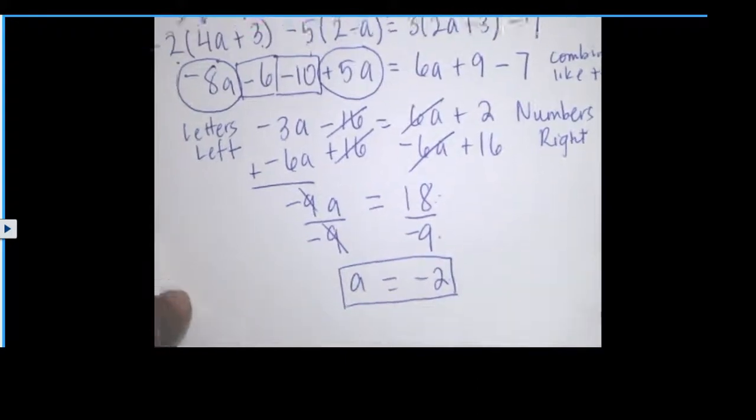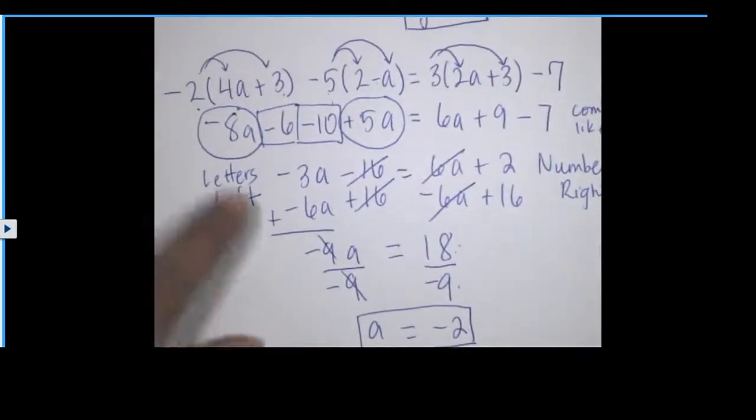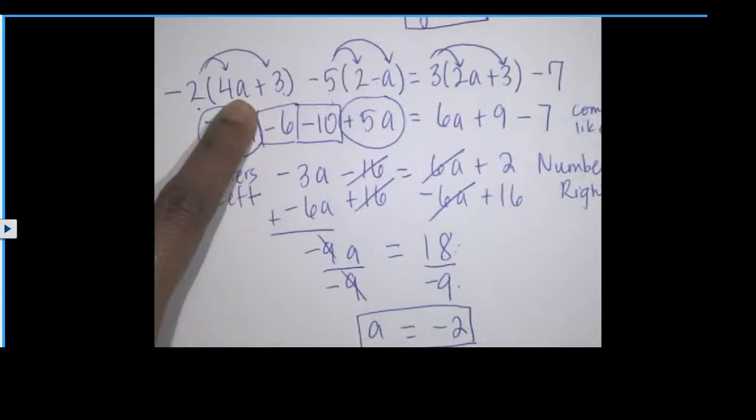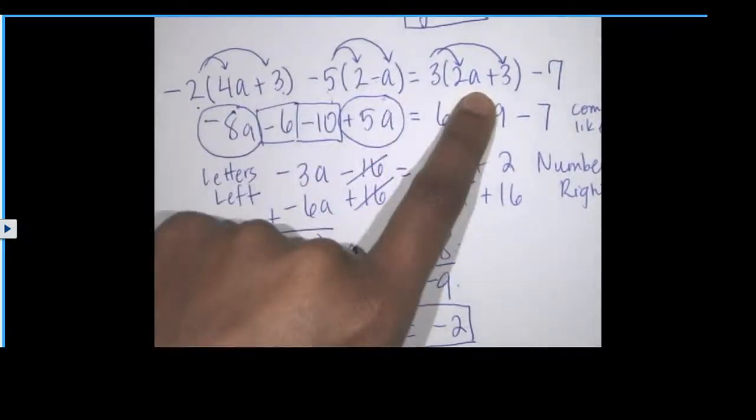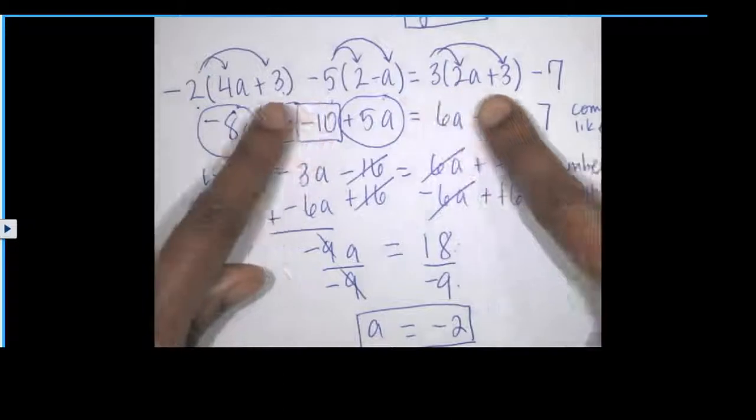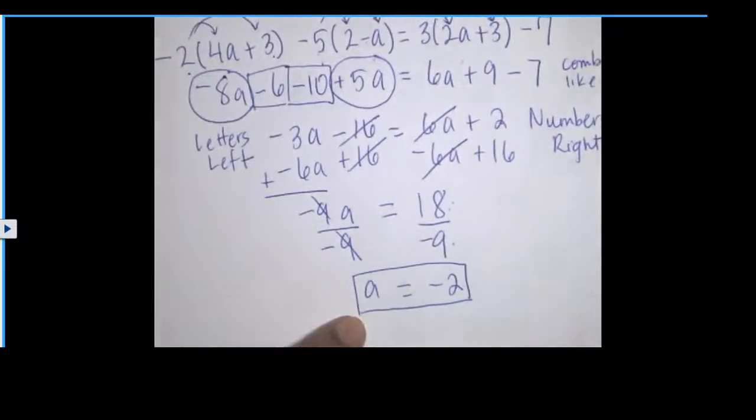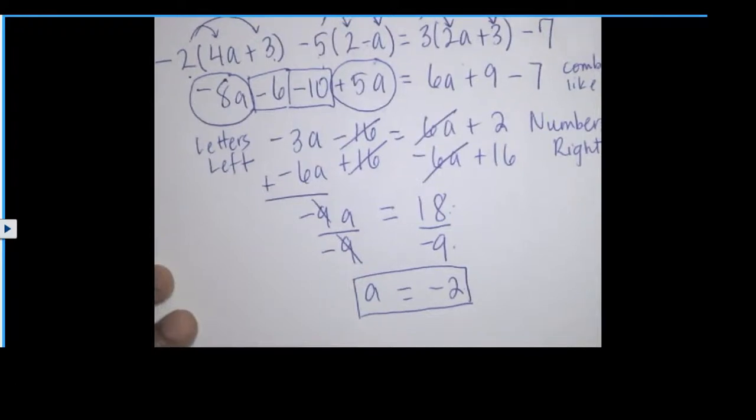And if we wanted to go back and check, we just go back to the original problem. We plug in negative 2 here, negative 2 there, negative 2 there, and we would just try to see if both sides are equivalent. And this would be the right solution. But we don't have time to check, okay? So that's 2 problems from 3.2. Let me see if I can find a couple more.